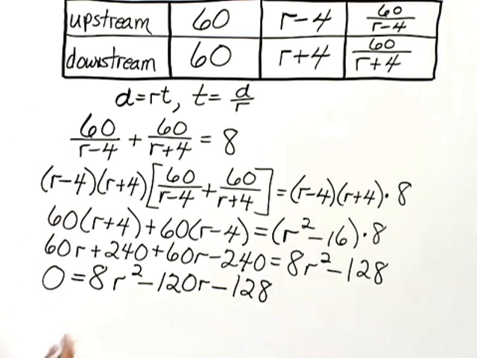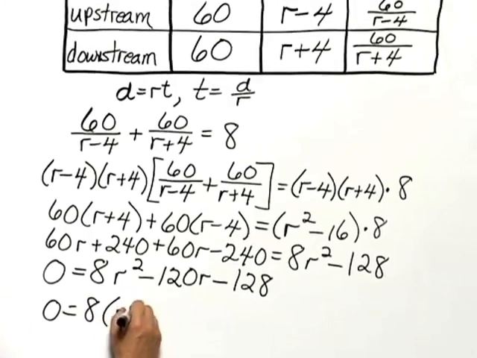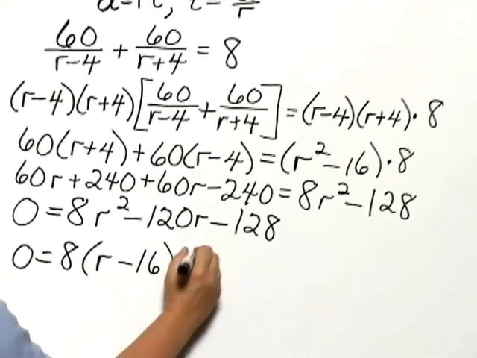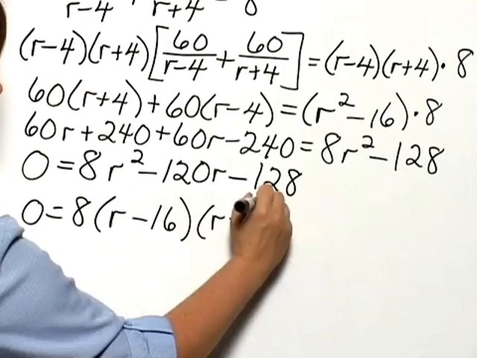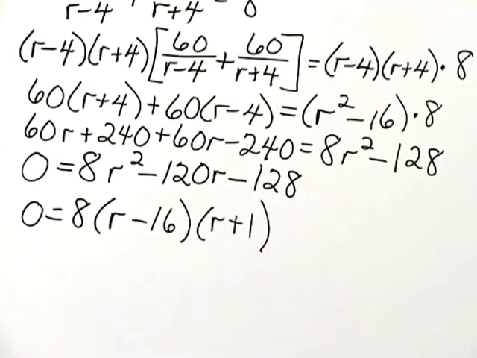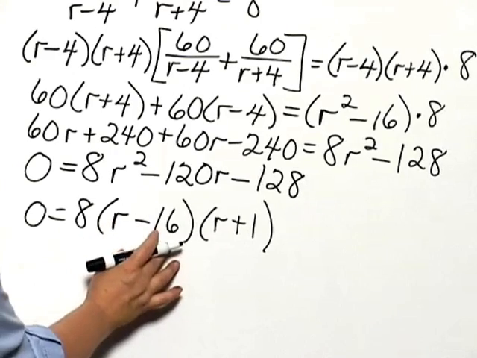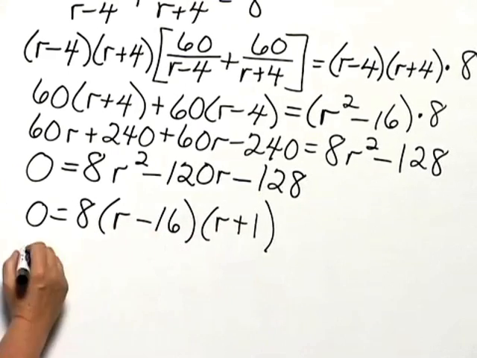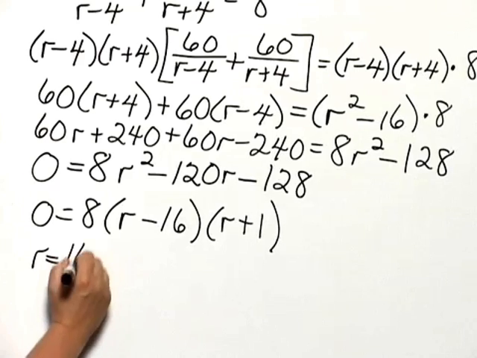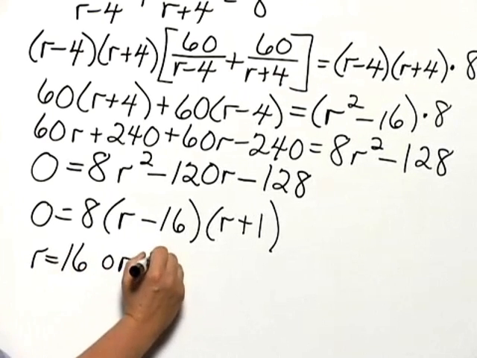We can factor out an 8 and then factor the remaining trinomial, and we get 8 times R minus 16 times R plus 1. So that means R has to be 16, because then R minus 16 would be 0, or R can be negative 1, setting each of those factors equal to 0.